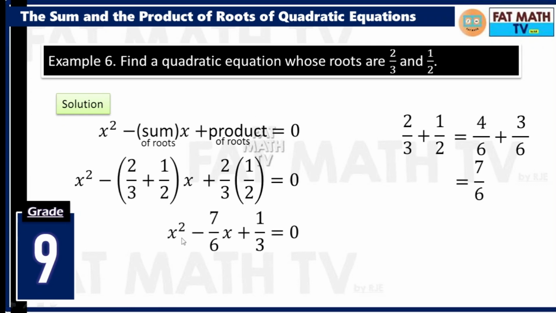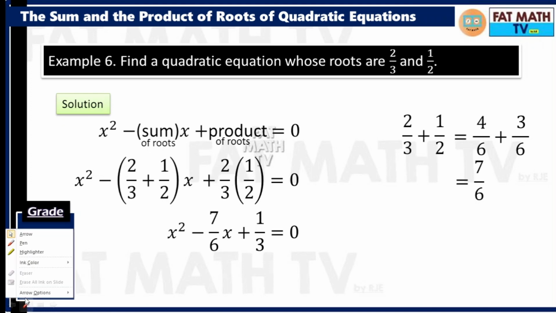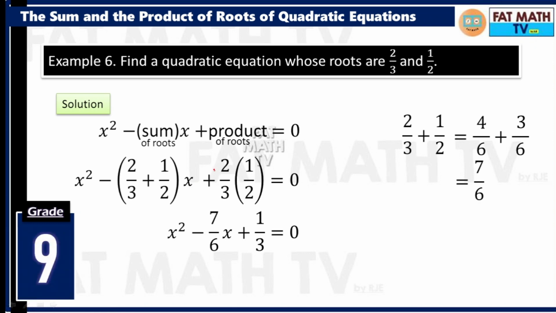So x squared minus 7/6 x plus the product, 2/3 times 1/2. You can cancel 2, and then you'll be left with 1/3. So this can already be your answer: x squared minus 7/6 x plus 1/3 equals 0.